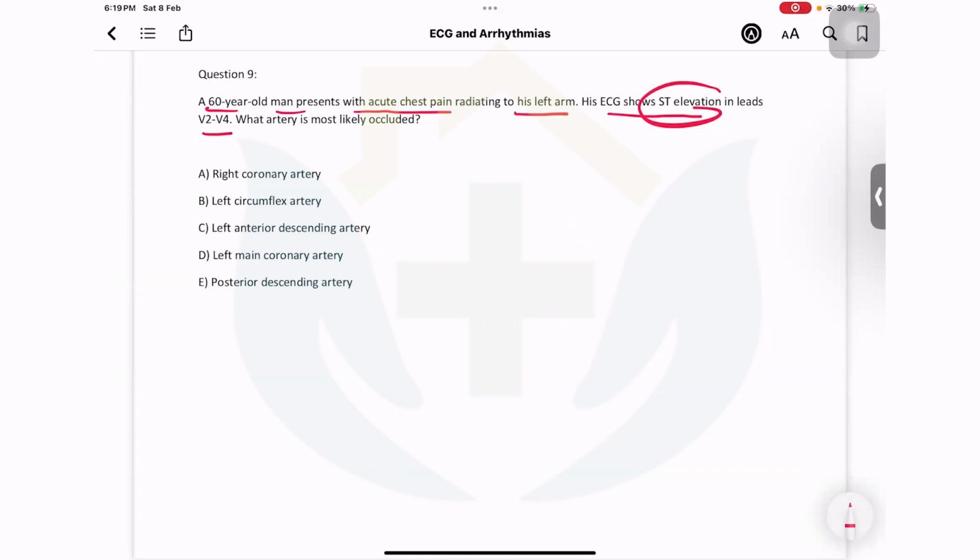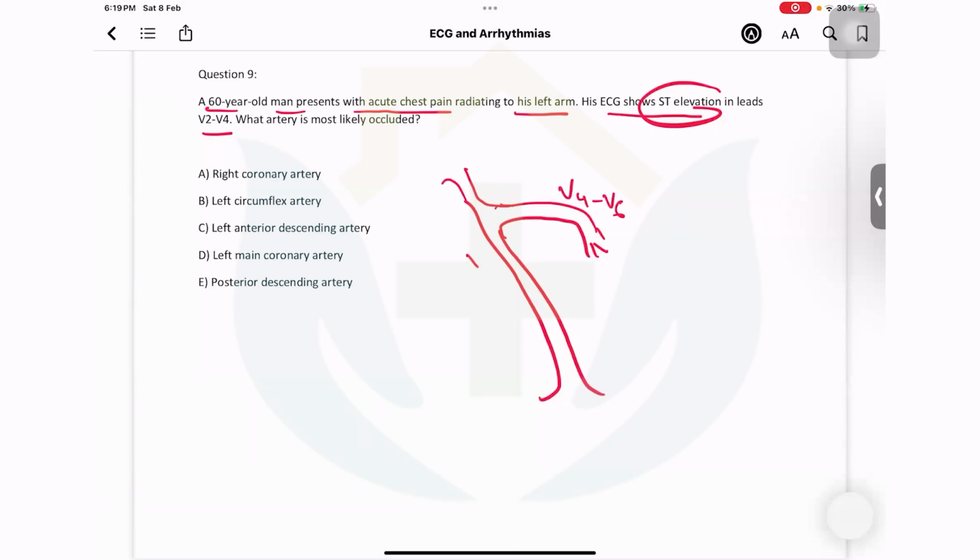V2, V4. Left anterior descending. Yeah. If I have to, okay, I'll ask you a difficult question that I taught you in the last class. So this is circumflex territory. Yes. This is V4 to V6. This is V1 to V4. Is that okay? Yes.